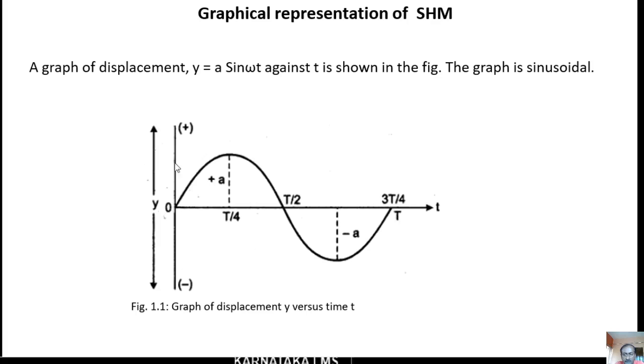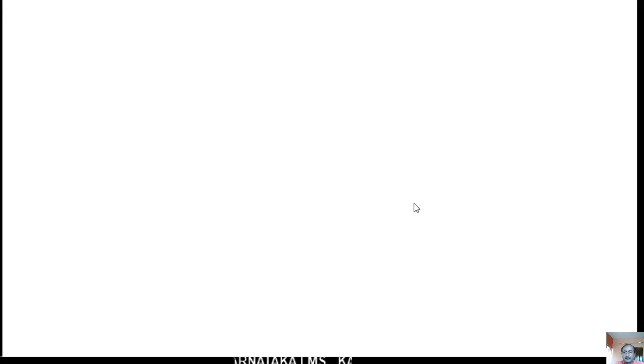Here the time period is divided like this. The first point is the quarter time period, T by 4 seconds. The next is the half cycle completed, that is T by 2. Then 3T by 4. And finally one complete cycle, which means one time period, capital T. This is about graphical representation.